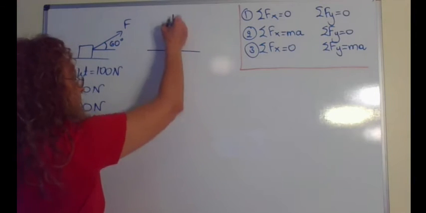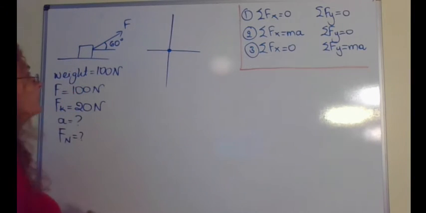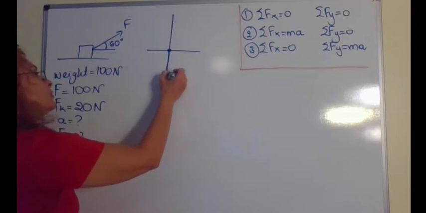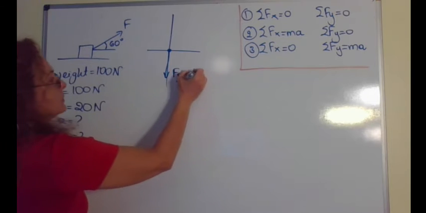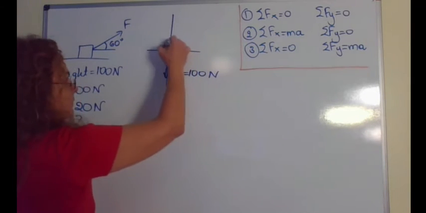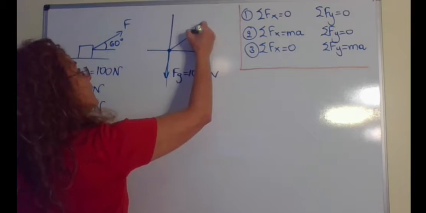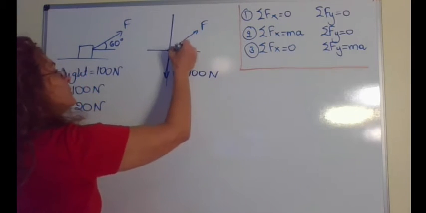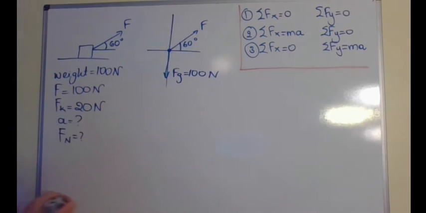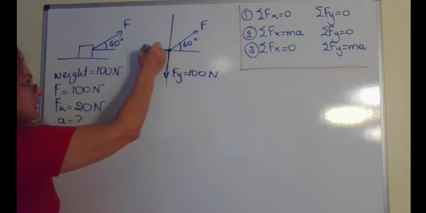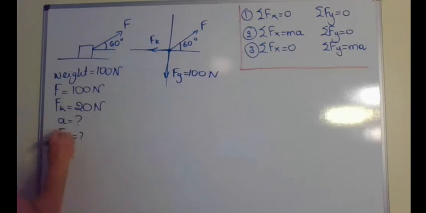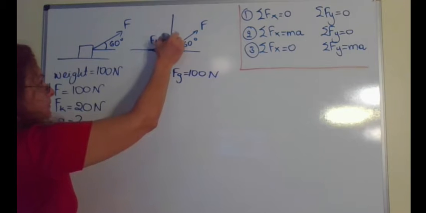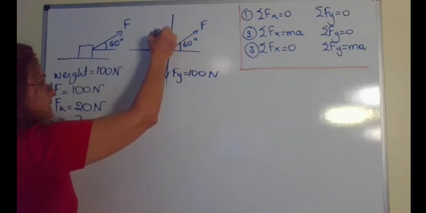We always start by doing the free body diagram. This is my point mass. I have the force due to gravity, which is the weight. It is 100 newtons. I have the applied force F, which is 100 newtons at an angle of 60 degrees with the horizontal. I have friction, and I have some normal force which I'm looking for. The normal force will be less.